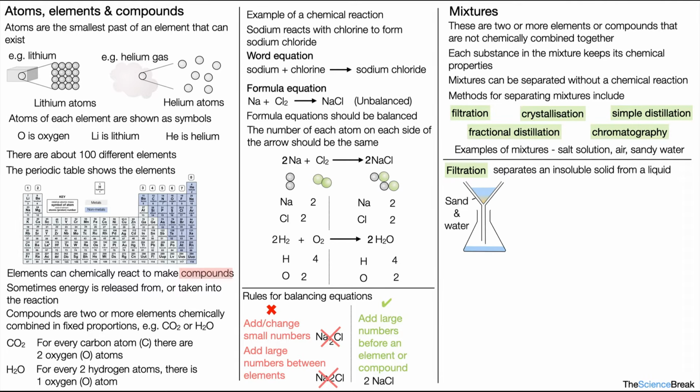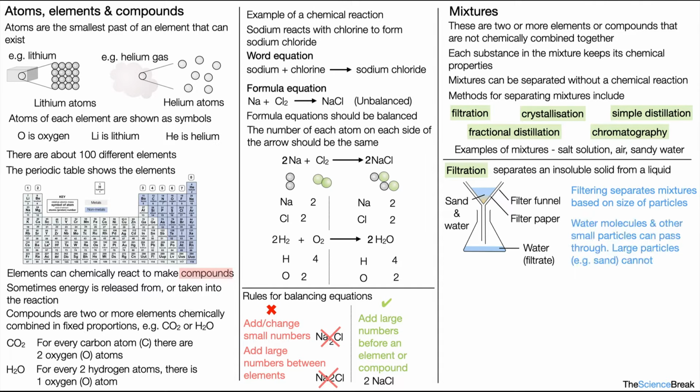Here's an example. I've got sandy water, or a mixture of sand and water. Here's my filter funnel, and here's some filter paper. The water is the filtrate, which is separated out from this mixture. This separates mixtures based on the size of particles. Water molecules and other small particles can pass through. Large particles, for example sand, cannot.